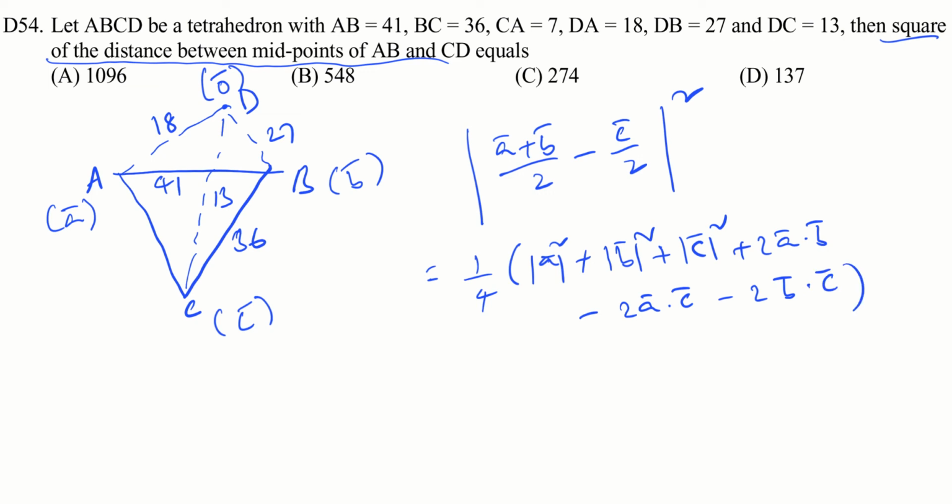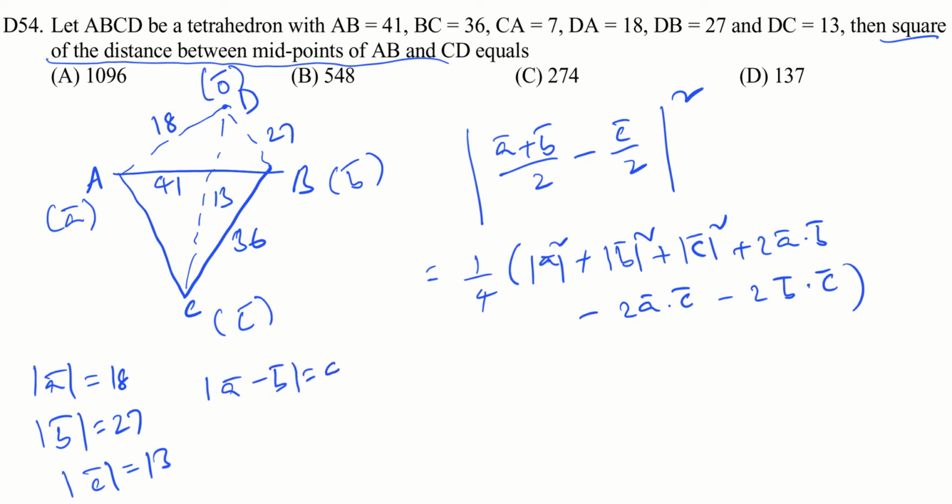And now from the given data we have mod A bar is 18, mod B bar is 27, and mod C bar is 13, and mod of A bar minus B bar is 41, B bar minus C bar is 36, and C bar minus A bar is 7. Mod of C bar minus A bar is equal to 7. So we have this data.